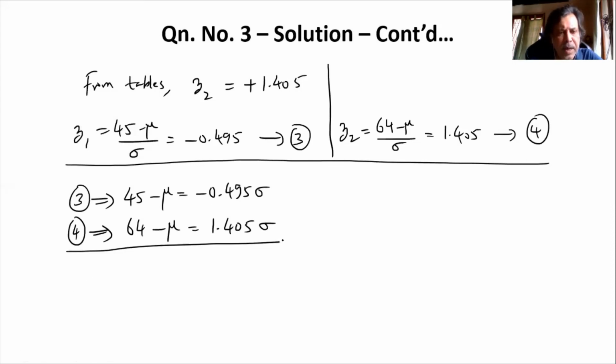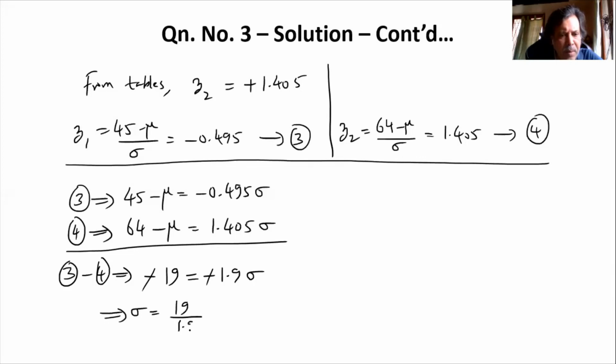Now, let us subtract the third equation minus the fourth equation. What we will get is negative 19, because 45 minus 64 is negative 19. Minus mu will get cancelled. And this side, it will be adding these two. It will work out to negative 1.9 times sigma. Both sides negative, we can cancel it. That means sigma is equal to 19 divided by 1.9, which is 190 by 19 or 10. So the value of sigma is 10.